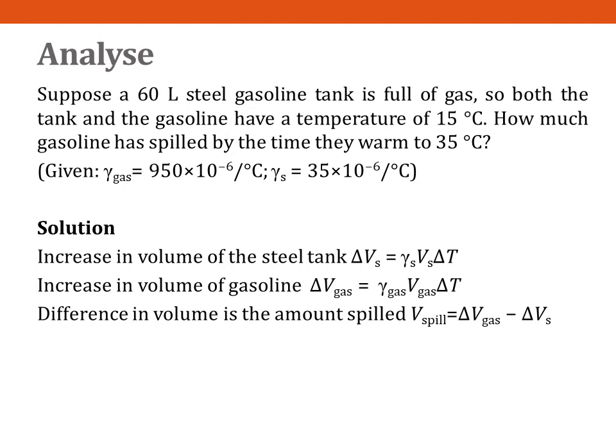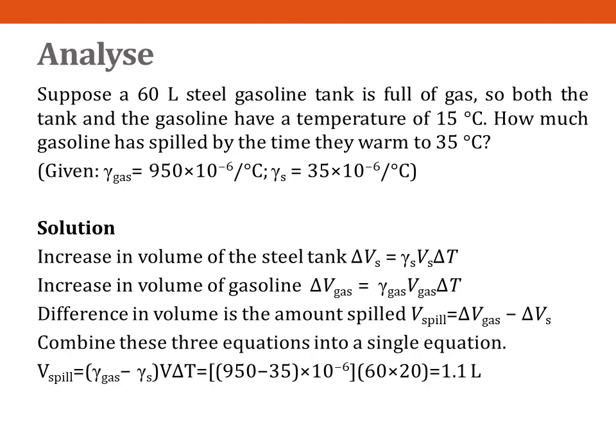gas minus delta Vs. We combine the above three equations and we have V spill to be equal to gamma gas minus gamma S, V delta T. Substituting the values, we obtain V spill, which is the amount of gasoline spilled due to expansion, to be 1.1 liter. This amount is significant, particularly for a 60-liter tank.